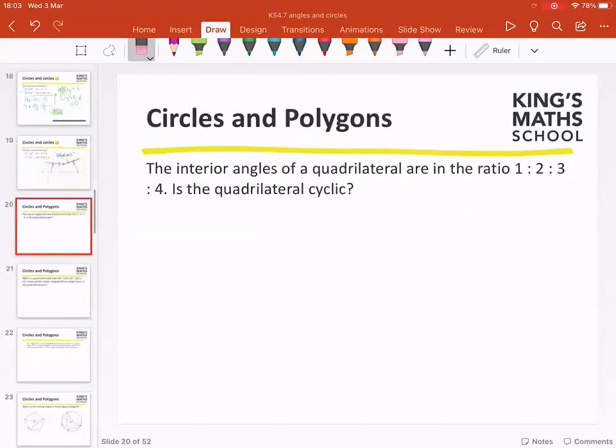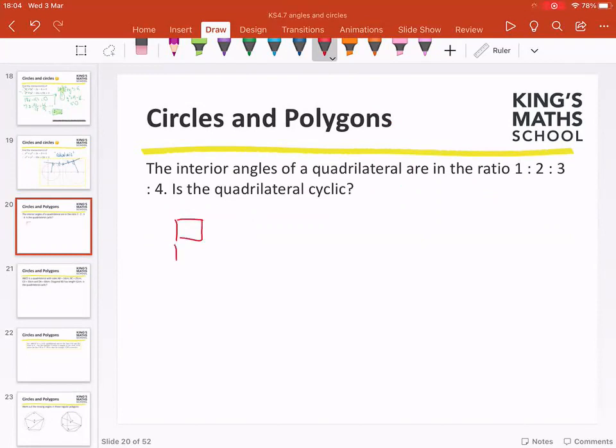OMG. Okay, polygons then. Yeah, they know about cyclic quadrilaterals. I'm sure they can do circle theorem questions. So what we're trying to do is make them think just ever so slightly differently about circle theorems, cyclic quadrilaterals, alternate segment, etc. So something like this, it's really straightforward.